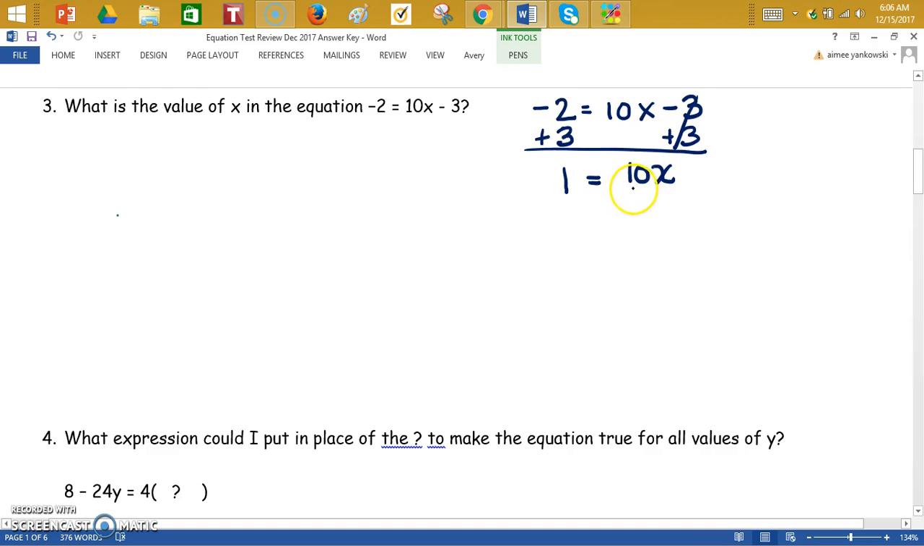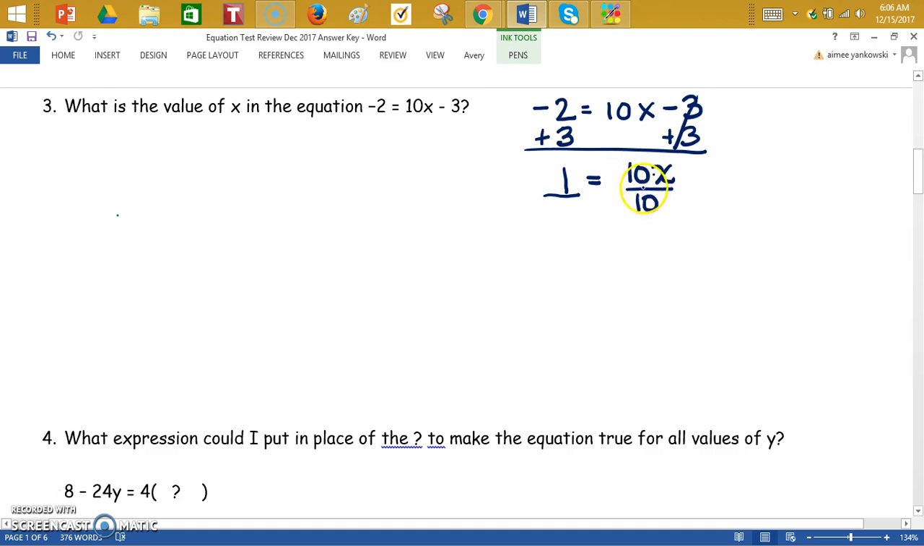Now, if I want to get x all by itself, you say, what's the operation between the 10 and the x? The operation between the 10 and the x is multiplication. How do I undo multiplication? I undo multiplication with division. What am I going to divide both sides by? I'll divide both sides by 10.